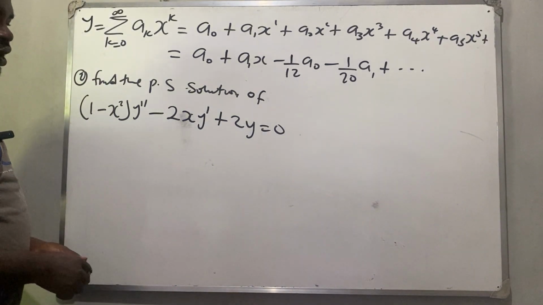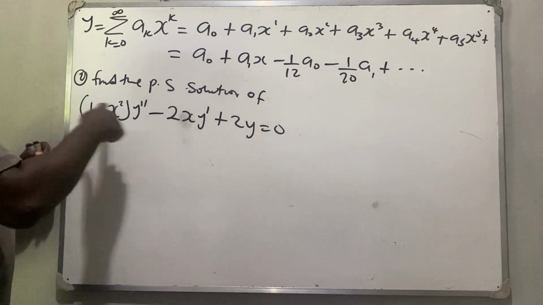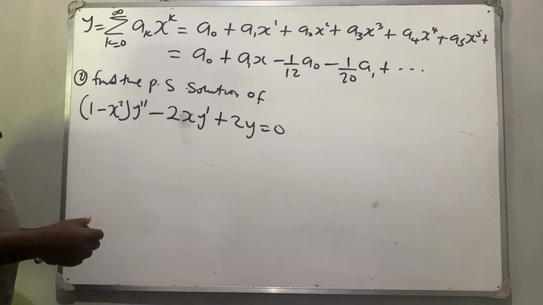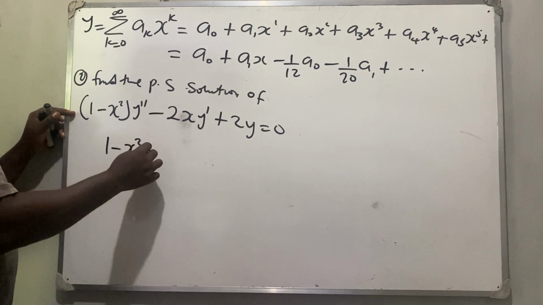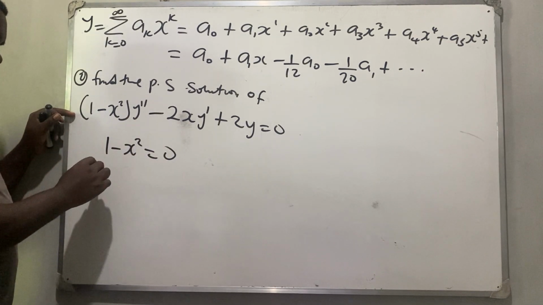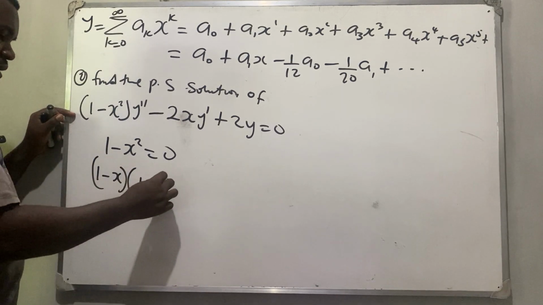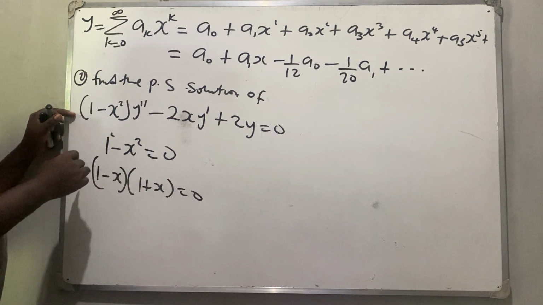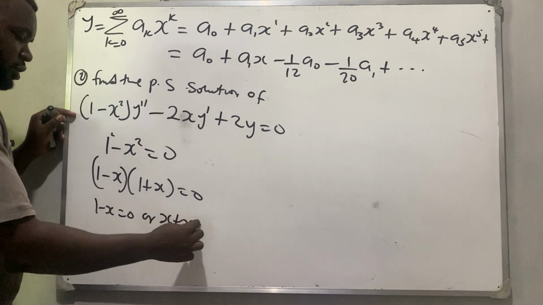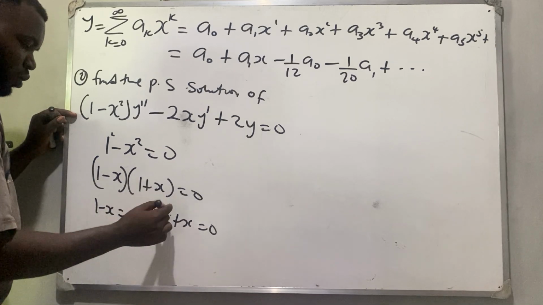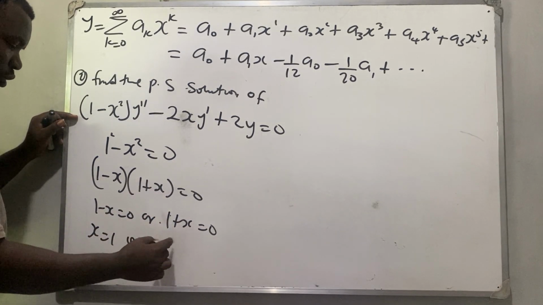But before I conclude, they can ask you a simple question. They can ask you to find the singular point of this differential equation. For us to find the singular point, don't forget that this one must be 0. So say that 1 minus x squared must be equal to 0. So therefore, we have that 1 minus x and 1 plus x is equal to 0, right? Because this can be factorized. So that is 1 minus x is equal to 0, or 1 plus x is equal to 0. So therefore, we now have that x is equal to 1, or x is equal to minus 1.